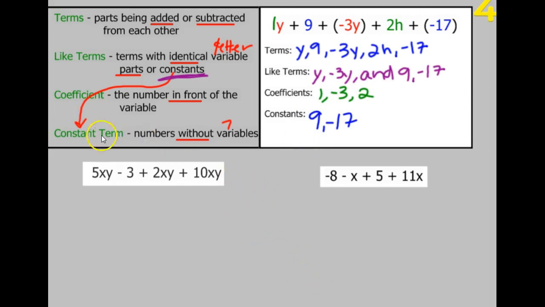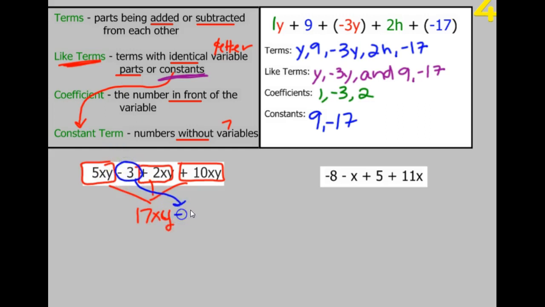So let's do just that. Let's combine our like terms. This term has a 5, an x, and a y. This term also has an x and a y. And this term also has an x and a y. So we can actually combine all of those together because they have x and y. So 5 plus 2 more is 7, plus 10 more is 17xy. And then there's nothing we can combine this negative 3 with, so just subtract 3. That's your answer.